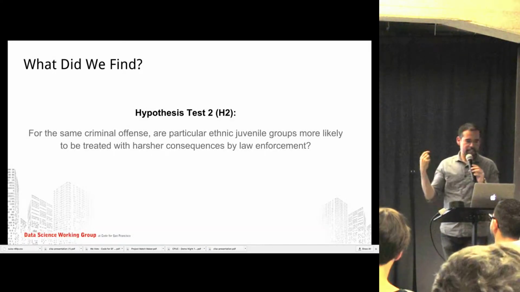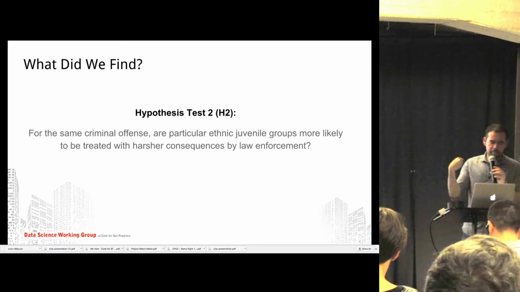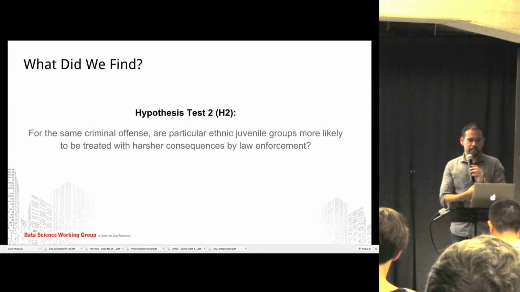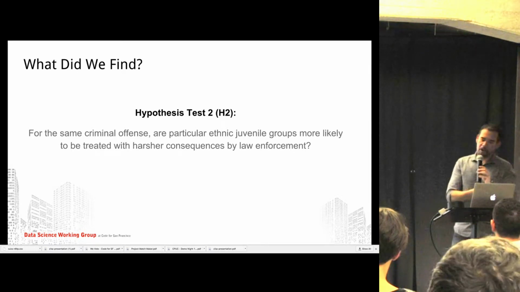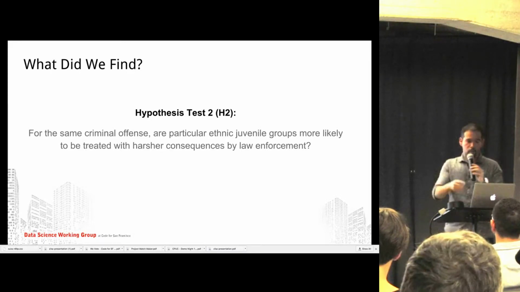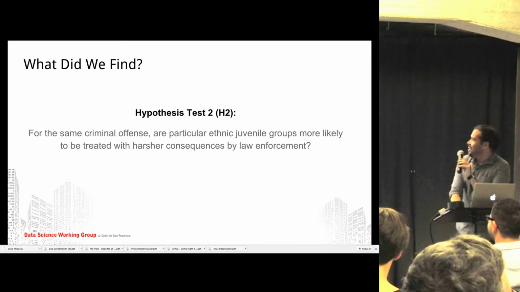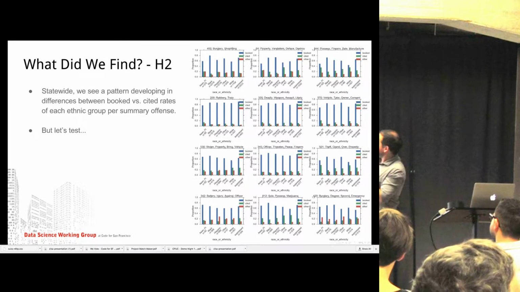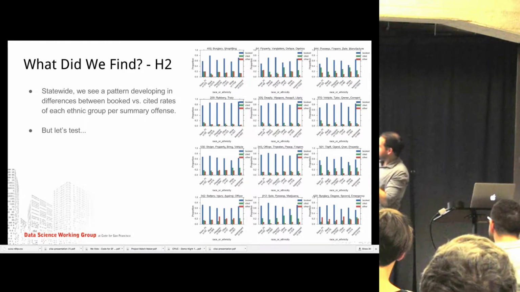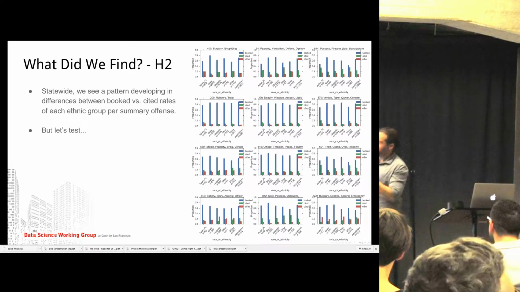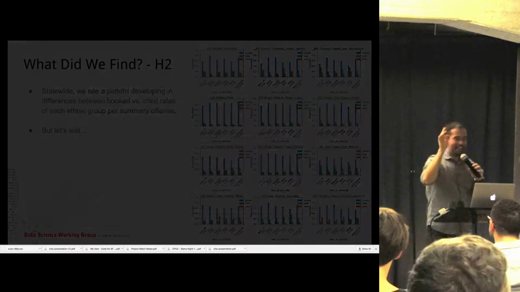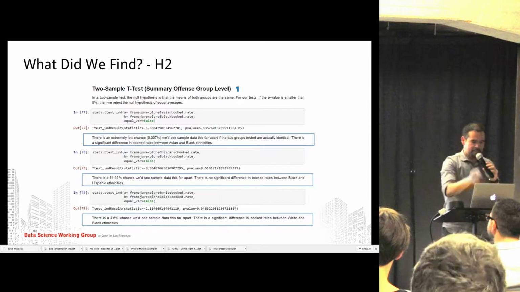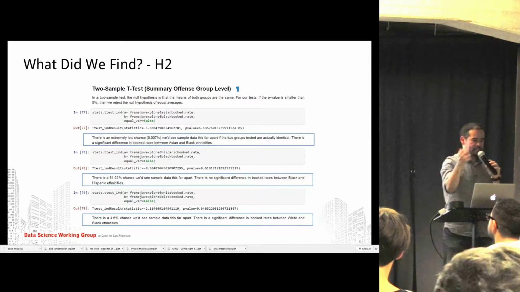Another test was, for the same criminal offense, are particular ethnic juvenile groups more likely to be treated with harsher consequences by law enforcement? So we found that there's a pattern here. These are booked, cited, other. These are the ethnic groups. You see differences. And we actually found that, yes, there's a significant difference in book rates between Asians and blacks.